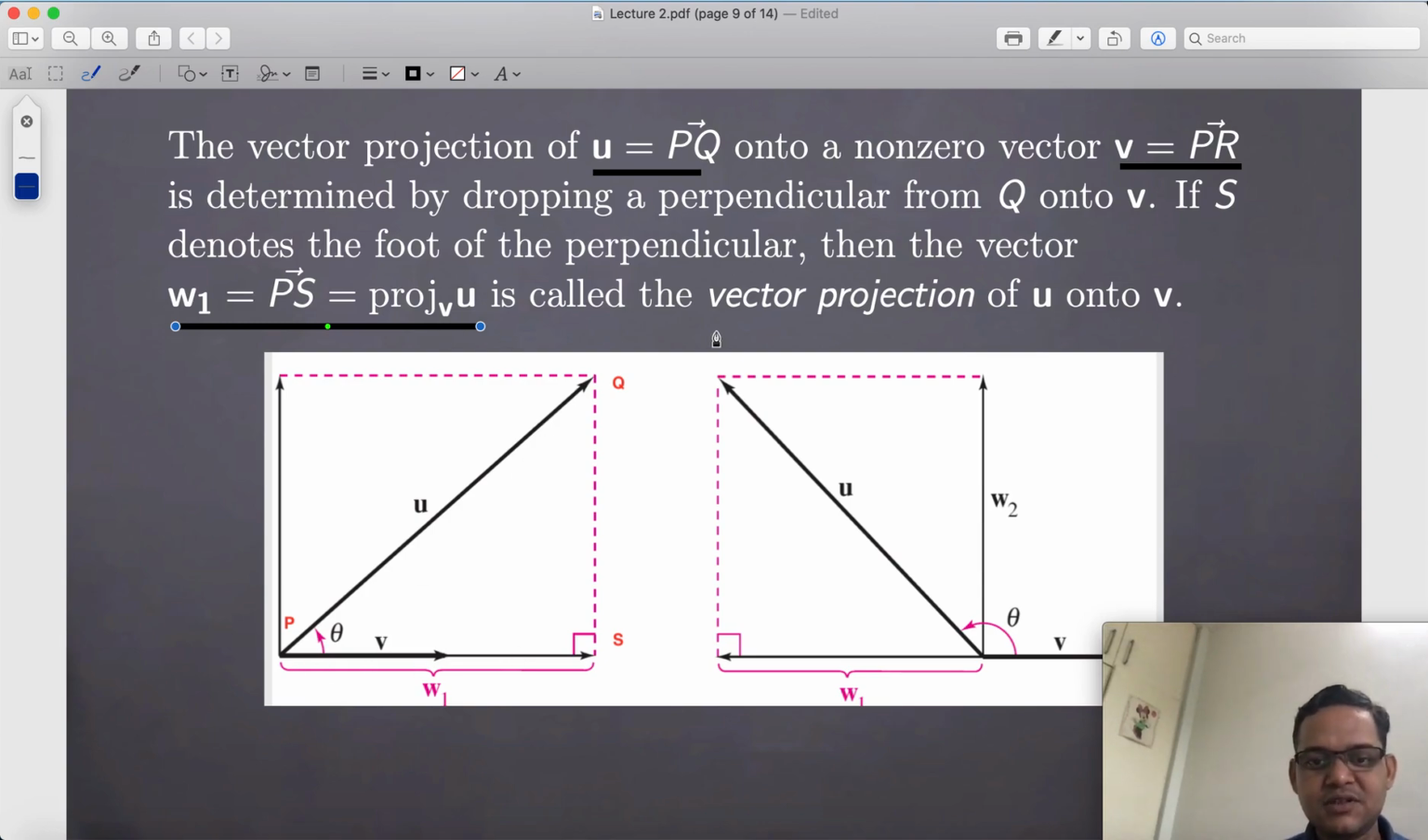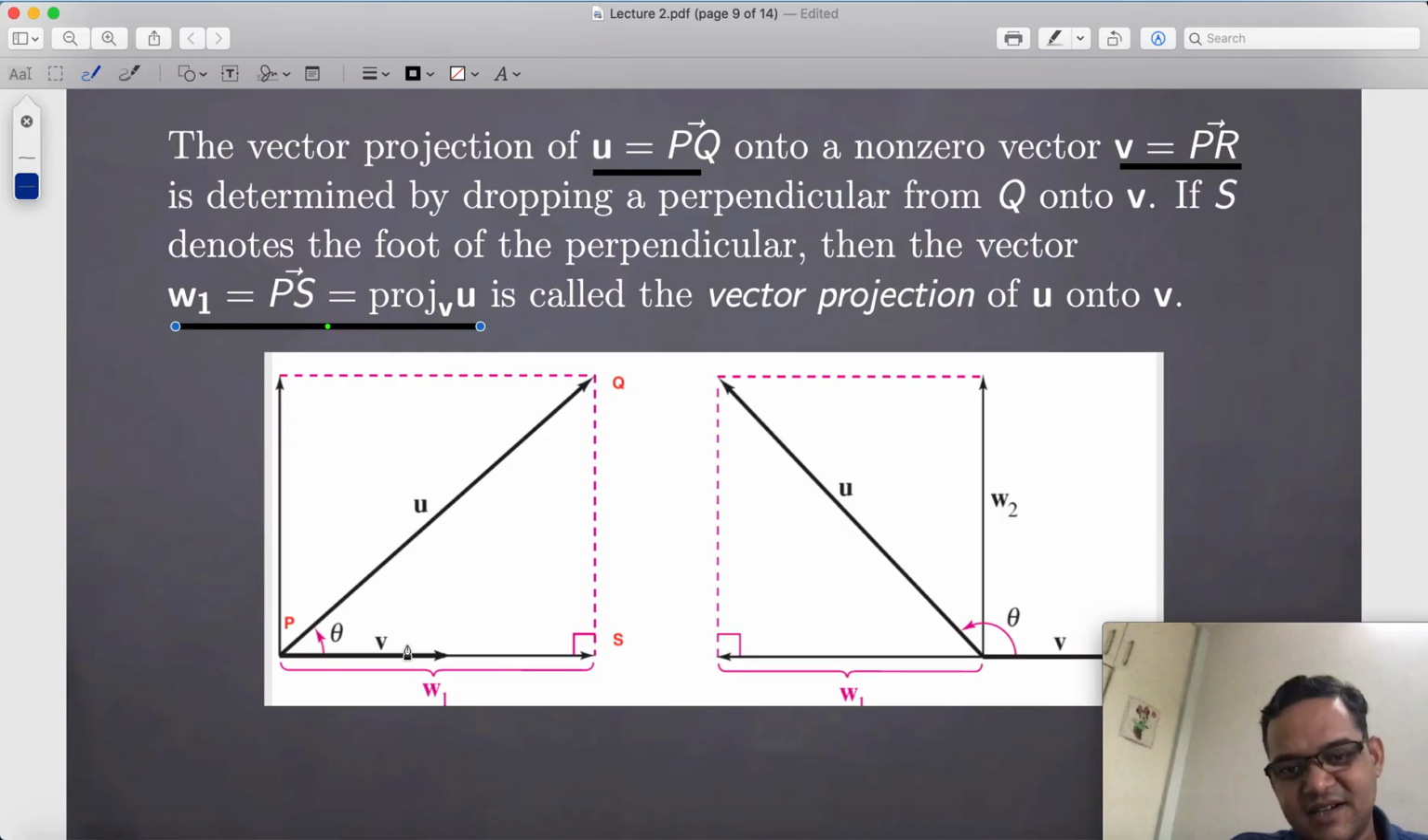Now our job is to find out what this w1 is. We should be able to find it in terms of u, in terms of b, and possibly in terms of the angle. So when we say that we need to find a vector, what do we mean by that? What do we need to do? We need to understand the direction, and also the magnitude or the length. Now the direction is clear: it has the same direction as the vector b. So now we need to see what the magnitude of this is.